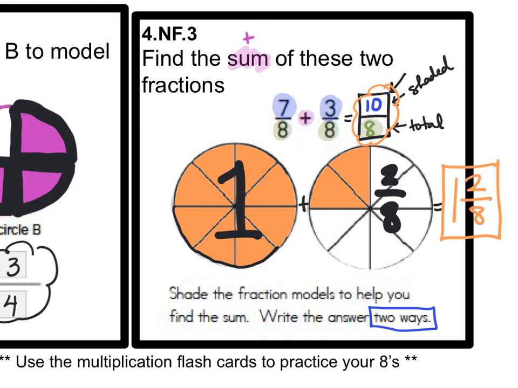Now, if you did this problem and you shaded in 7 eighths on this one and 3 eighths on this one, that's totally fine. The only trick here is it says write the answer 2 ways. So you would have to get creative and figure out how to change this fraction greater than 1 into a mixed number. We did talk about this in class, but we did not work on it super hard.